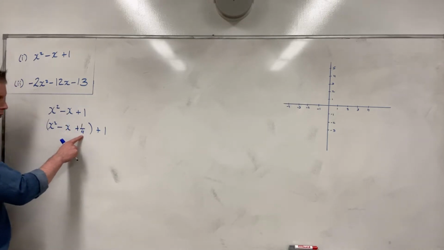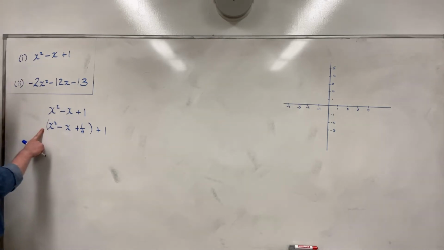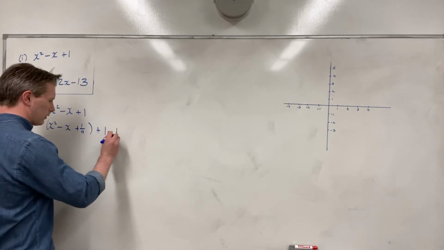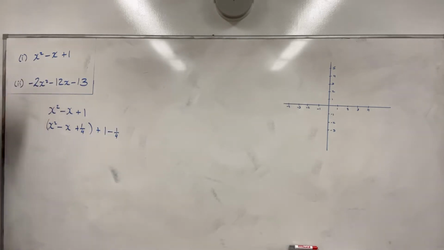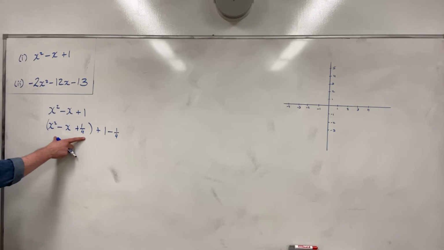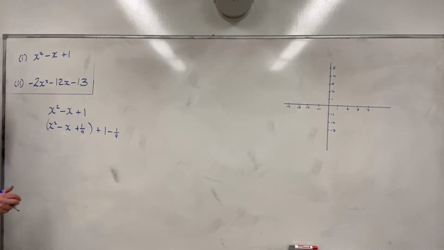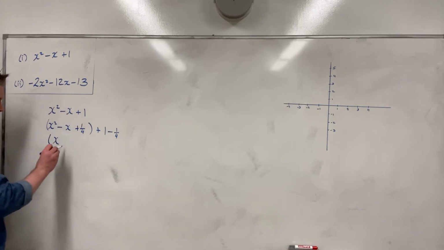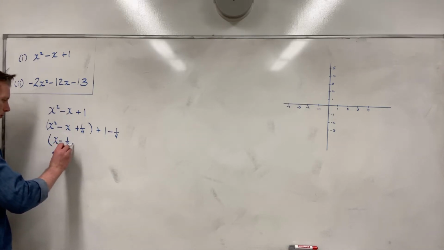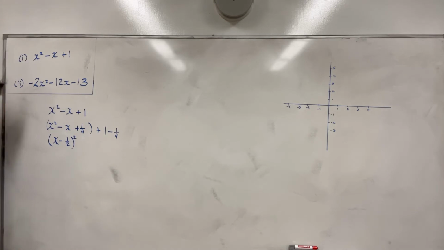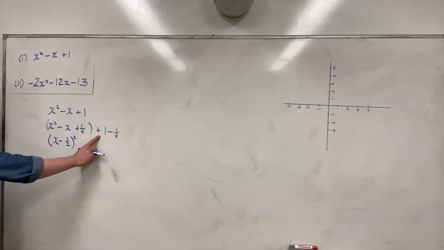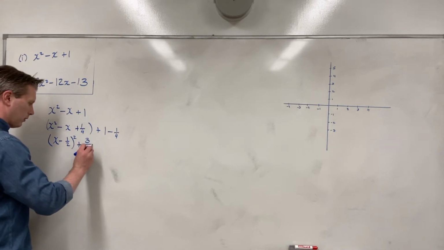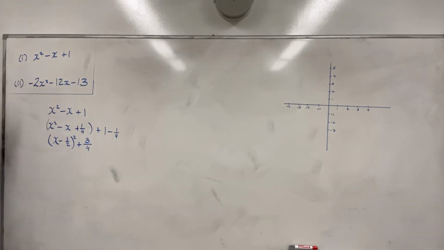Because I'm adding on a quarter, and I have nothing out in front that this quarter is going to be multiplied by, I can simply subtract here 1/4. Now I have inside the parentheses a perfect square trinomial, and that perfect square trinomial is x minus 1/2, all squared. I have here 1 minus a quarter, and so that gives me 3/4. And that's it. I'm now in perfect square form.